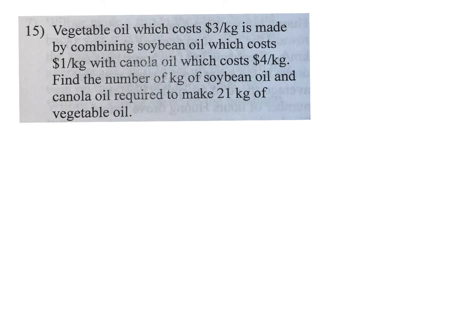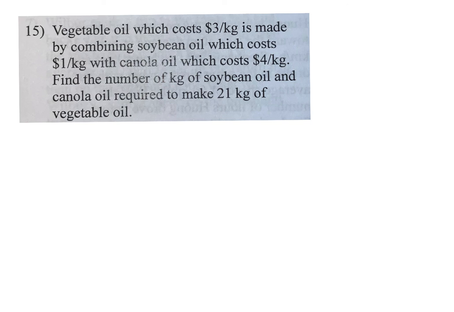All right, it says vegetable oil, which costs $3 a kilogram, is made by combining soybean oil, which is $1 per kilogram, with canola oil, which is $4 per kilogram. Find the number of kilograms of soybean oil and canola oil required to make 21 kilograms of vegetable oil. All right.